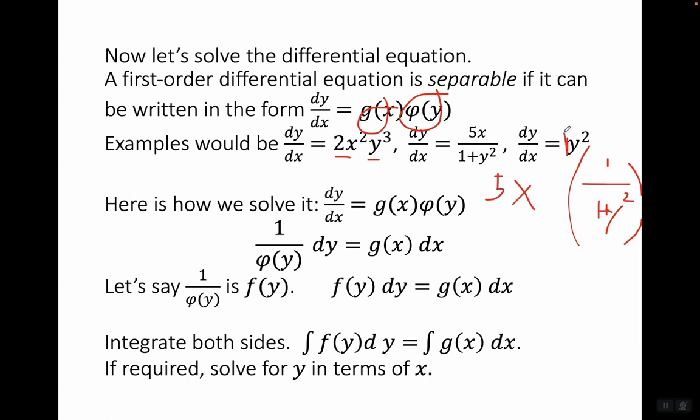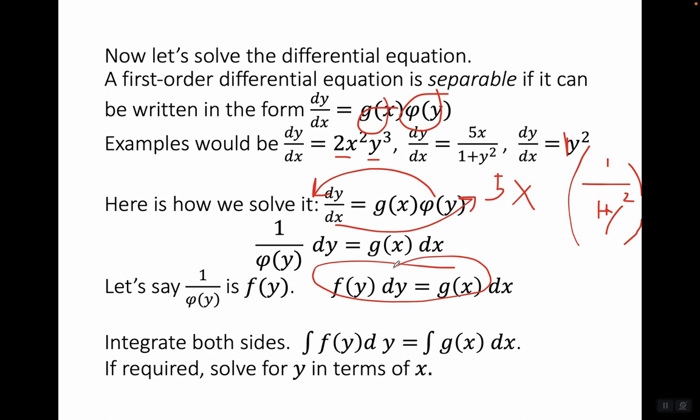Here's how we'd solve a separable differential equation. So again, we start off with dy/dx equals g of x times phi of y. Let's get the phi of y on the other side, and then let's get the dx on the other side. I know it seems cheesy to multiply both sides by dx, but it works. So we have 1 over phi of y dy equals g of x dx. Let's say 1 over phi of y is f of y. Since 1 over phi of y is f of y, we can write the whole equation as f of y dy equals g of x dx.